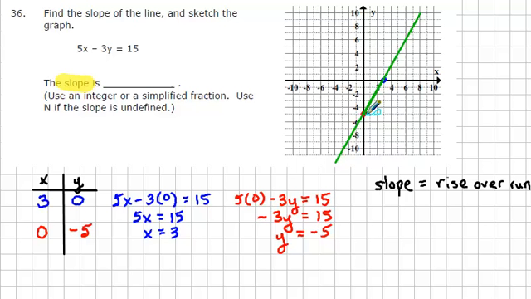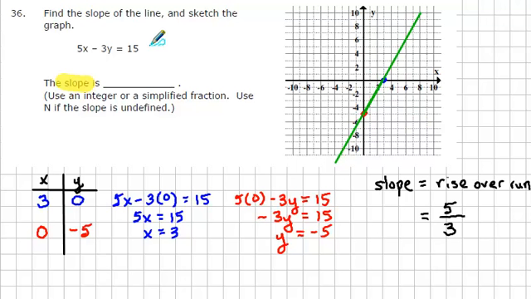So as we go from the y-intercept to the x-intercept, what we want to observe is that we need to rise 1, 2, 3, 4, 5 and run 1, 2, 3. So the slope is equal to the rise of 5 divided by the run of 3. The slope is equal to rise over run, 5 over 3.